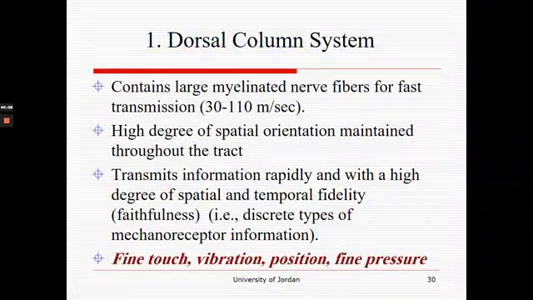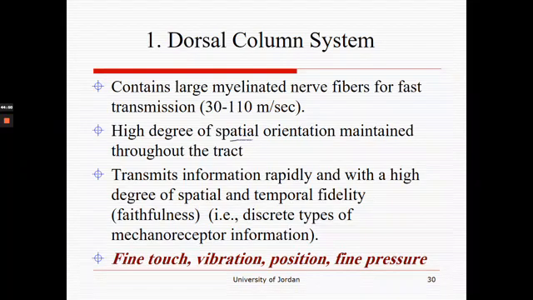Now, first of all, the dorsal column medial lemniscus system. The dorsal column contains large myelinated nerve fibers for fast transmission. They're usually A beta fibers. Since they have very large fibers, they have a very high rate of transmission. They have a very high degree of spatial orientation. The fibers that come from each part of the upper body are arranged in a very organized way. So this is called a high degree of spatial organization.